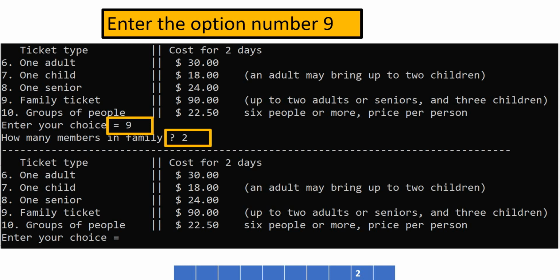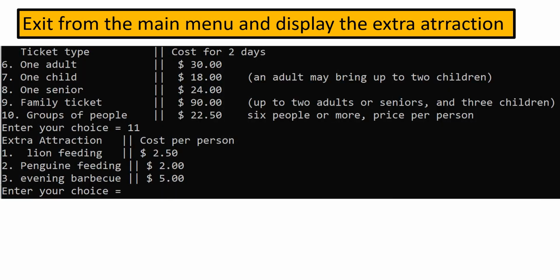Okay, how many families? 2 families. Exit from the main menu and display the extra attraction. Once your selection is finished, it will display the extra menu. Now in case of day 2, you have 3 extra attractions. Number 1, number 2, number 3.